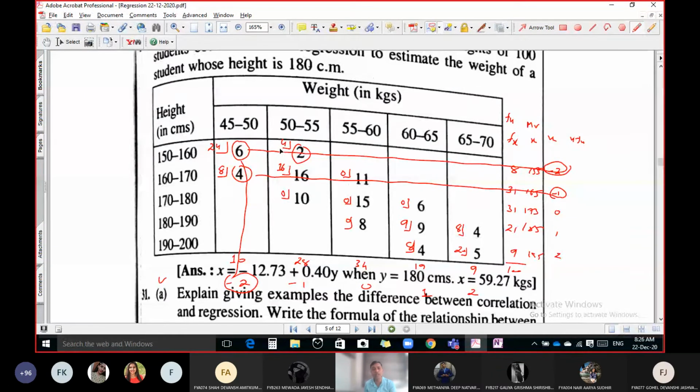And add all these values, we get sigma f into u into v. Add simply this: 24 plus 8 plus 4 plus 16 plus 0 plus 0 plus 0 plus 0 plus 9 plus 8 plus 8 and 20. We get sigma f into u into v. That is the simple way to calculate it. Nothing difficult.